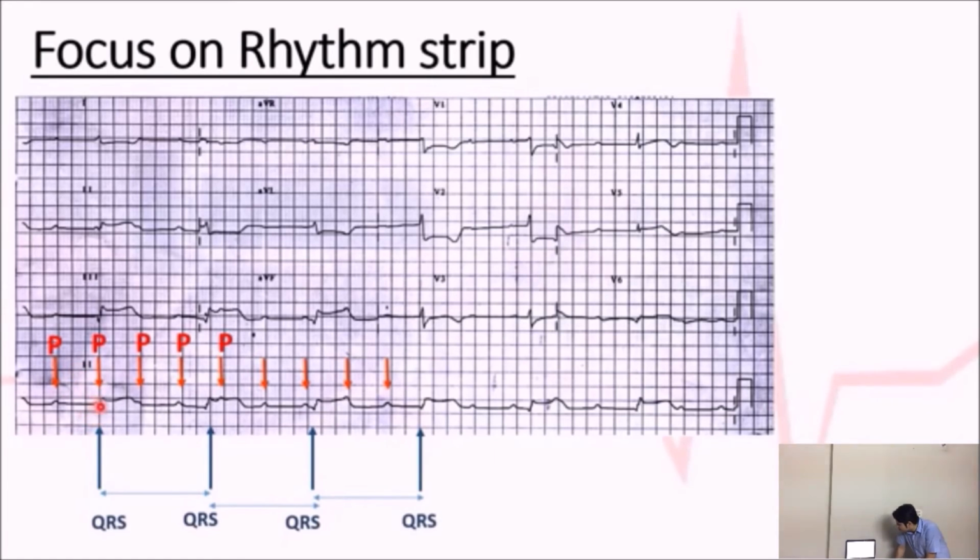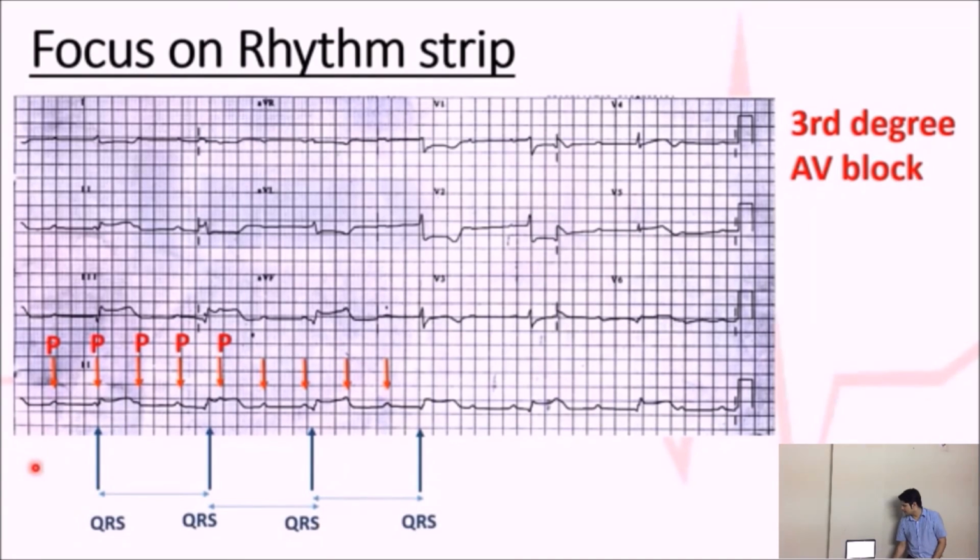Now let's focus on the QRS. This is a QRS complex, this is a QRS complex, this is a QRS complex and this is a QRS complex. You see the distance between each QRS is again constant. But if you see, this is the P QRS here, P QRS here, P QRS here. So P and QRS are not related to each other, and P is at a constant interval, QRS is at a constant interval, that tells it's a complete heart block. Correct? So this is an example of the ECG with complete third degree AV block.